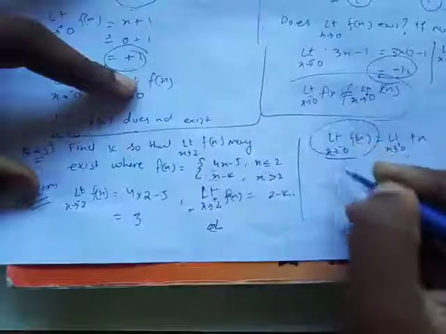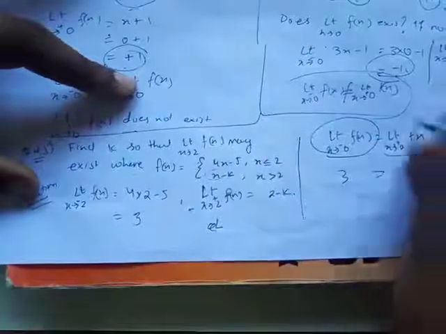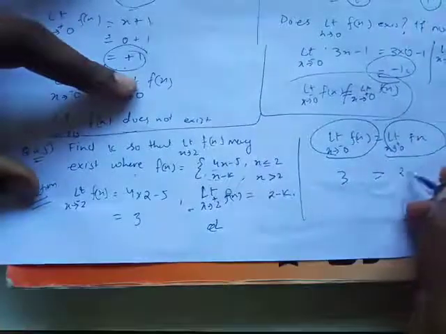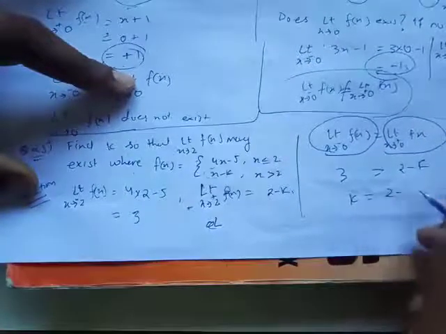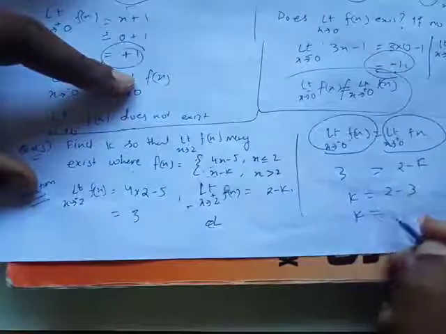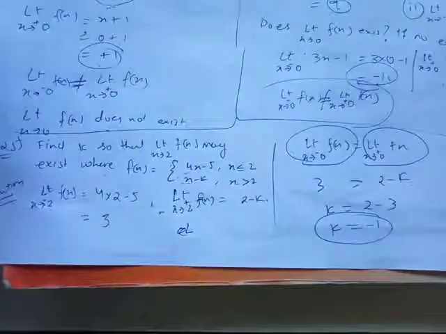So what is the answer for this? 3. What is the answer for this one from the positive side? I have 2 minus k. So when I shift k on this side and 2 minus 3 on that side, what is the value I'll get? Minus 1. So what's my answer? Minus 1. Are you guys getting it?